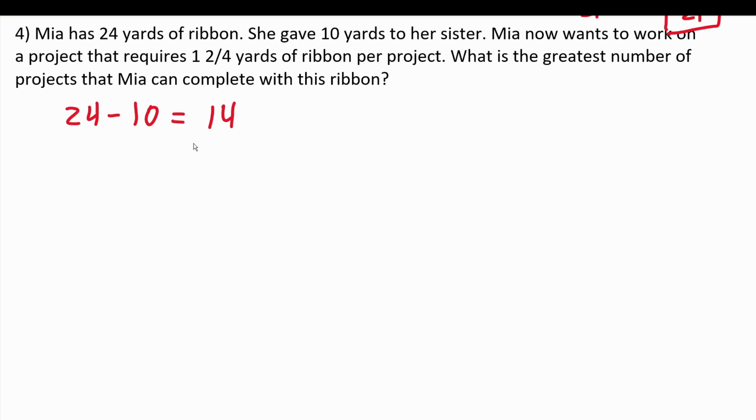with which to complete her projects. And what's more, we want to figure out the greatest number of projects that Mia can complete with this ribbon. So we're going to take that 14 yards that she has, and we're going to divide it by how many yards is required per project, and that's 1 2/4, okay? And by performing this division here, we'll be able to figure out how many projects she can complete. That said, you're probably saying to yourself, well, how am I going to perform this division here?